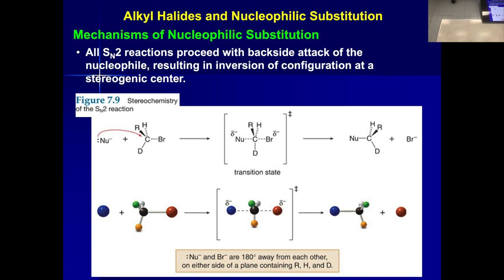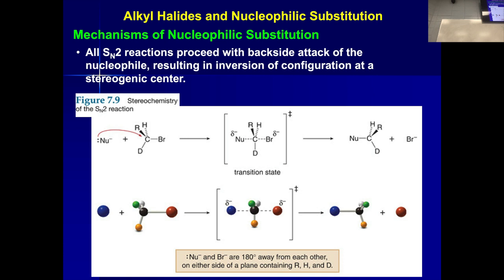What does the S stand for? Substitution. What does the N stand for? Nucleophilic. What does the 2 mean? It means it's second order. It's a second order reaction. The reaction is dependent on the concentration of the nucleophile and the alkyl halide. That's what the 2 means. Substitution, nucleophilic, second order, or bimolecular, some people call it.